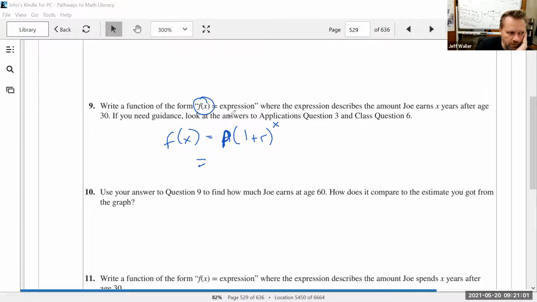So what goes here? 30,000. 1 plus what goes there? 0.04. I like it. To the x. There you go. Done. That's your function, where x represents years after age 30.